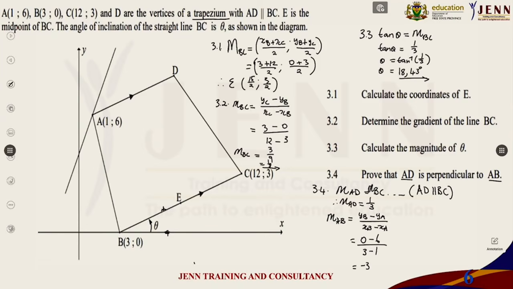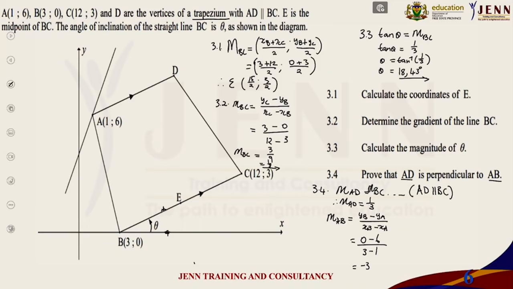Then I am not done answering the question. The question says prove that AD is perpendicular to AB. To prove that AD is perpendicular to AB, I must have the gradient of AD and the gradient of AB. Then I multiply the two. If the answer is -1, it means that the two lines are perpendicular.